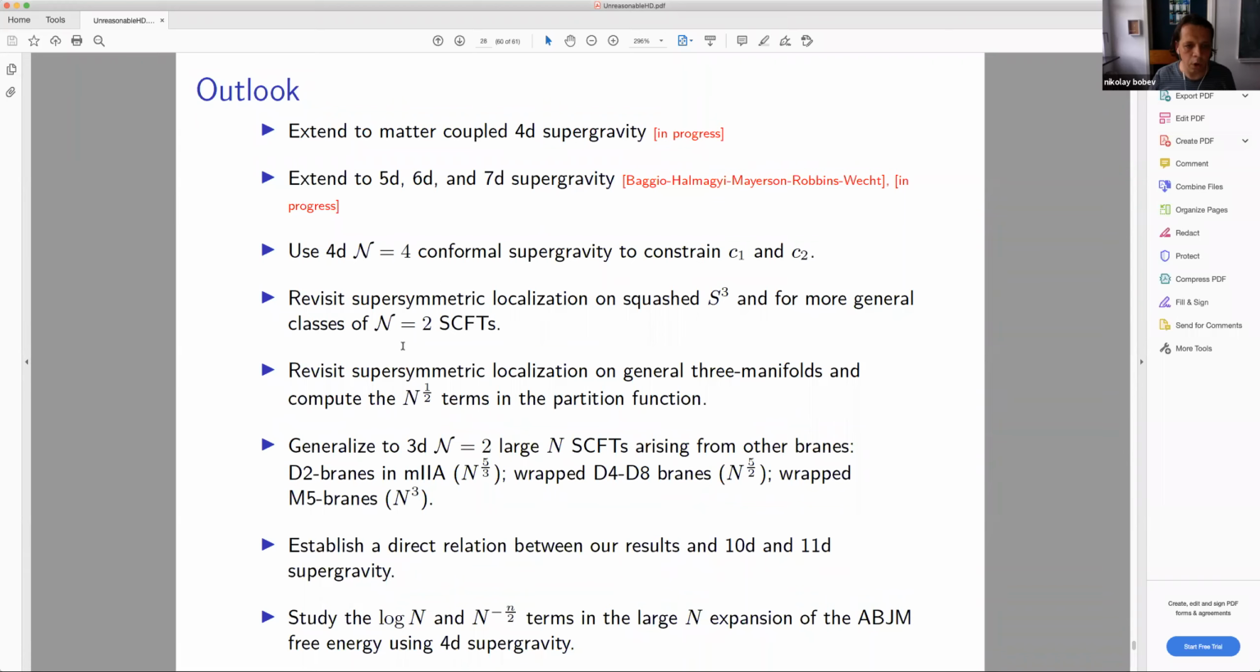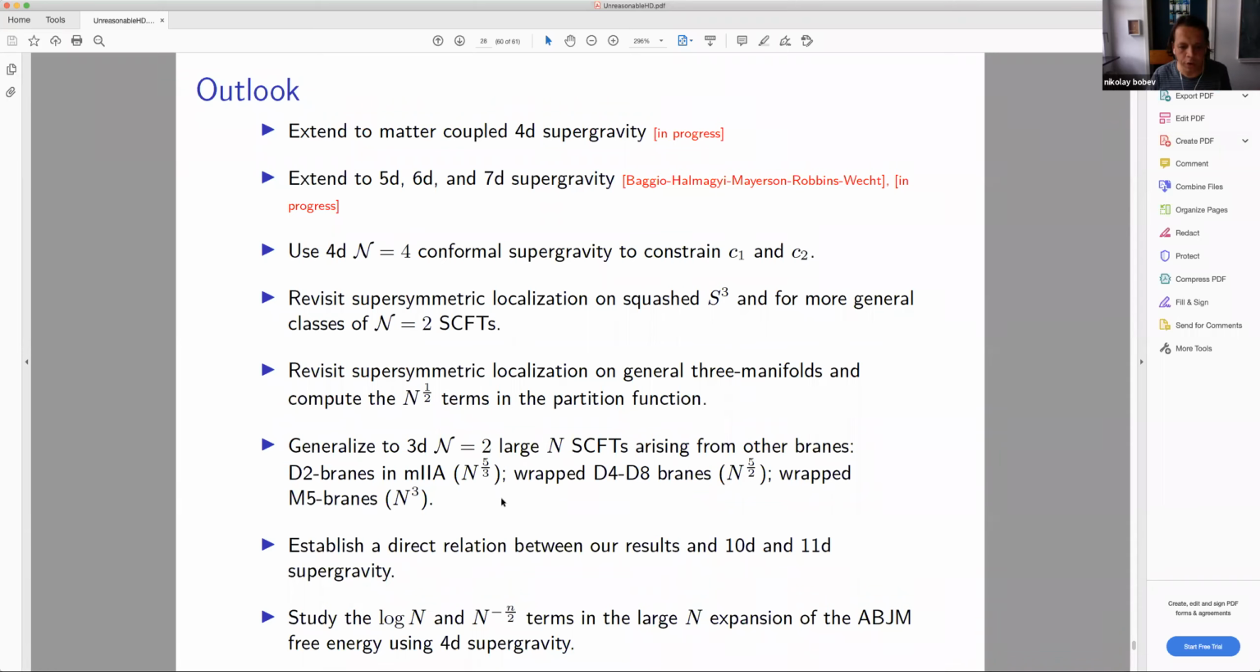Anyway, as I said, we have some results that should be of interest to localization on a squashed S3, but also on other Seifert-like manifolds. Anything that preserves a certain Killing vector that you can localize with respect to, you can presumably fit into our story. And we have explicitly computed the N to the 1/2 terms in those partition functions.